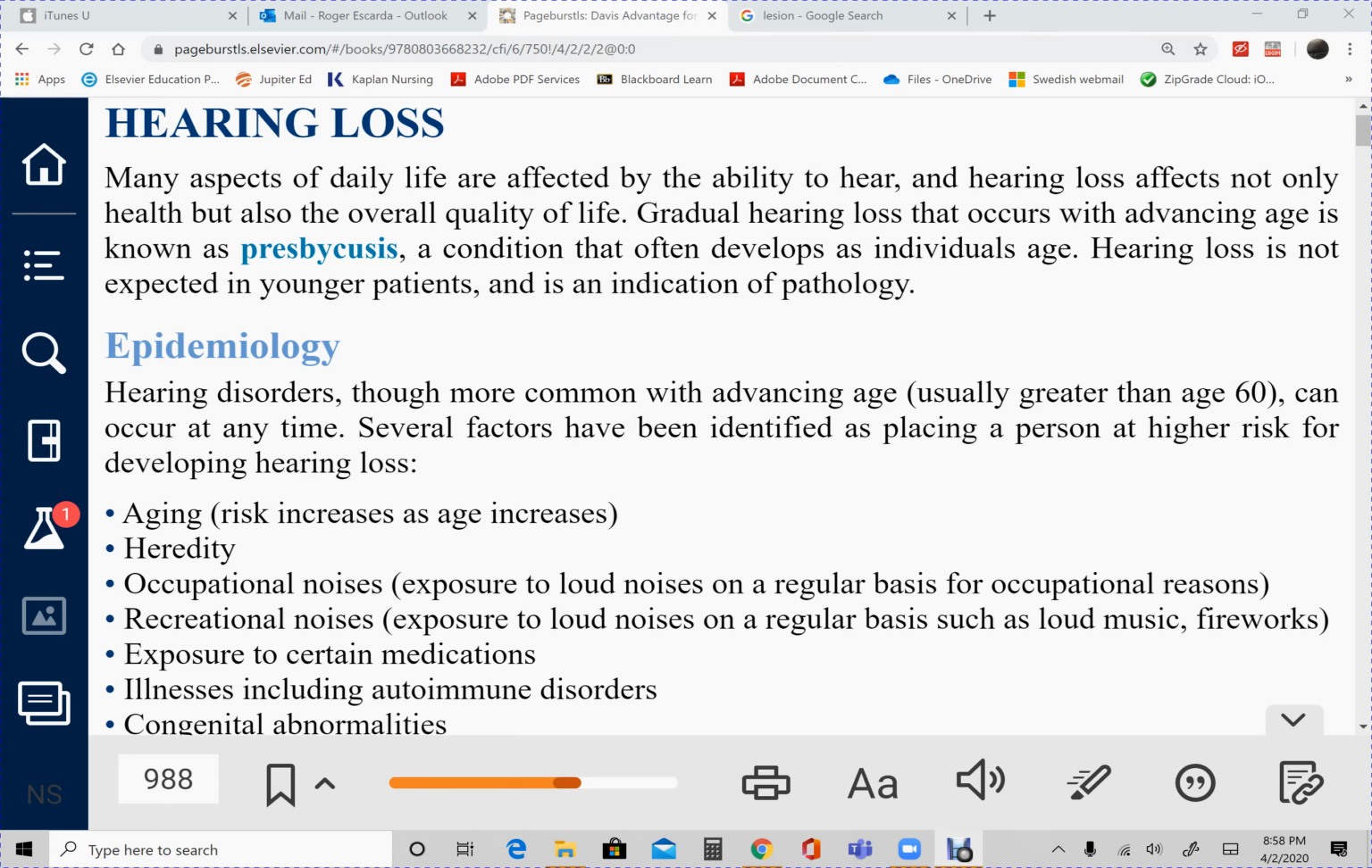This is the last coverage for your exam 4. Let's begin with hearing loss.